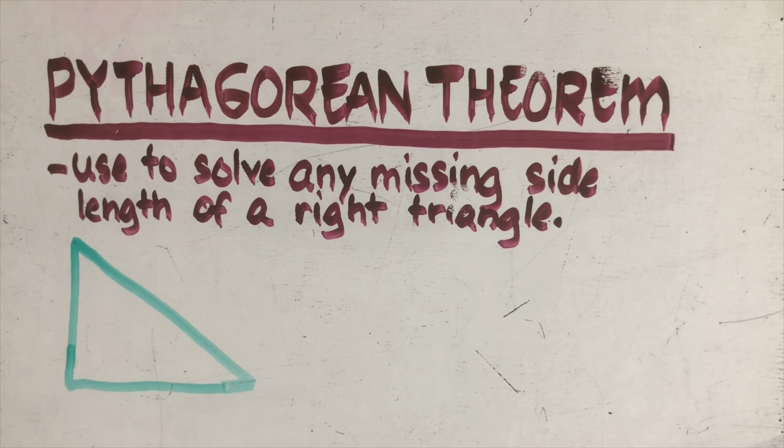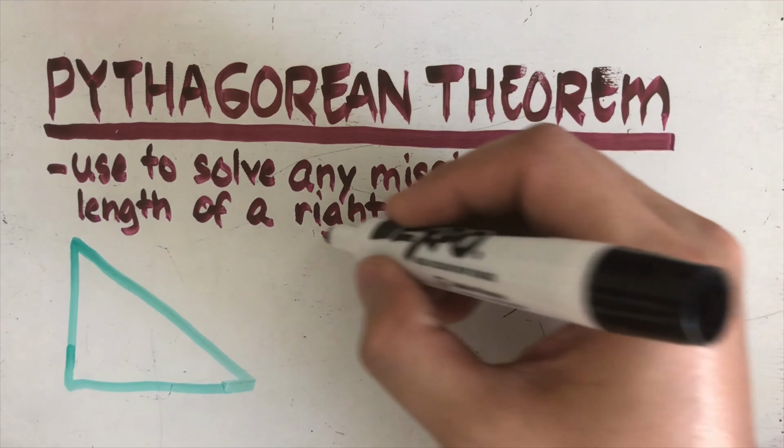Today I will explain to you how to solve any missing sides of a right triangle. The one that we use in order to solve for that missing side is the Pythagorean Theorem. So I have here a triangle. We know that it is a right triangle.